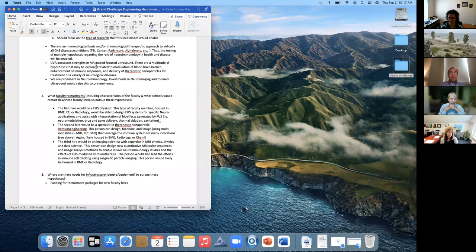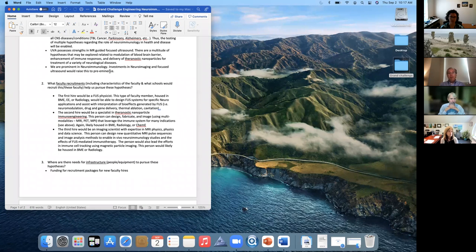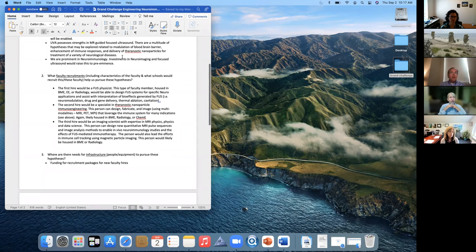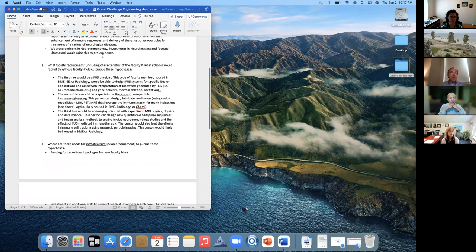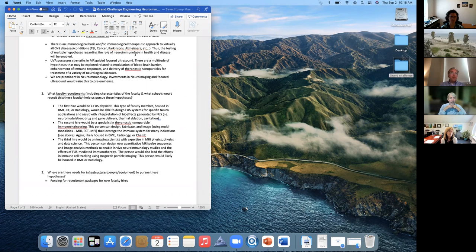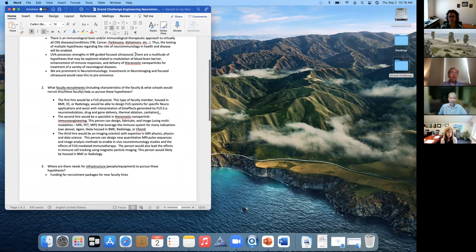And so, the idea that we may be able to alter blood-brain barrier dynamics and enhance immune responses by perhaps allowing previously immune-sequestered areas to be more open to the peripheral immune system, looking at delivery of theranostic nanoparticles. And again, the idea that we're strong in neuroimmunology, we're strong in MR-guided focused ultrasound, and this could be an area where there's significant synergy across these disciplines in a way that could be transformative.